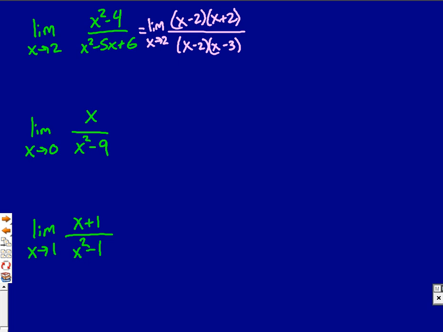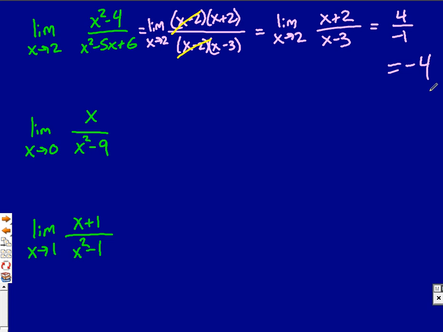and again, things should cancel. If you go through these problems and something doesn't cancel, you've probably made a factoring mistake. Just double check yourself because these should cancel basically every time. X plus 2, x minus 3. So when you plug in 2 now, because we can evaluate the limit now that this x minus 2 is canceled, we should get 4 on top and negative 1 on the bottom. So negative 4 is your answer.